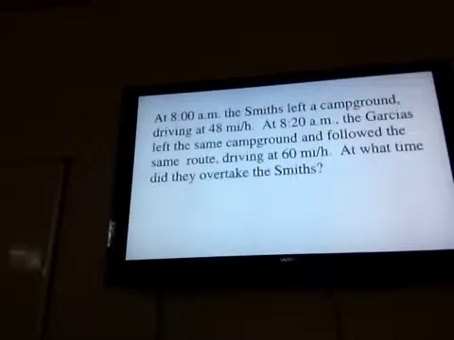45 minutes. Okay, I'm trying to do some other common ones here. So that's how we're going to do it. If you don't know that, you take those amount of minutes over 60, reduce it, and that tells you how much of an hour. Okay? So you're going to have to know that.